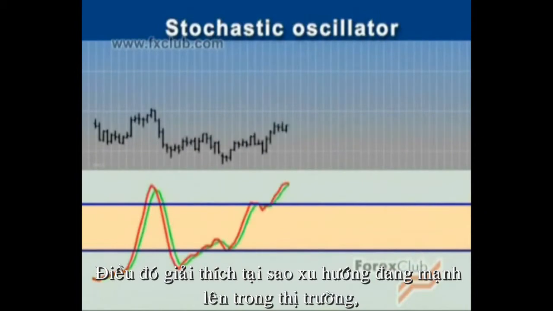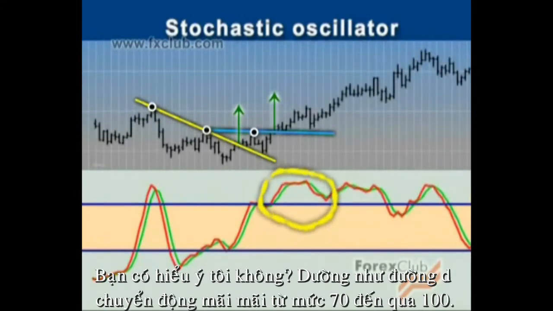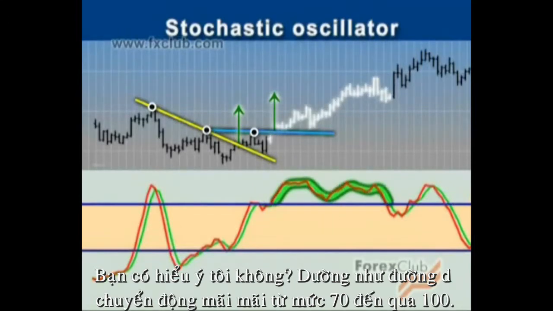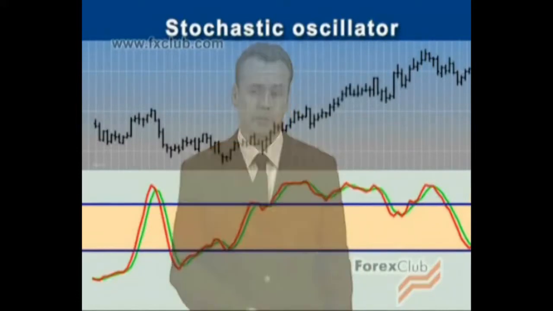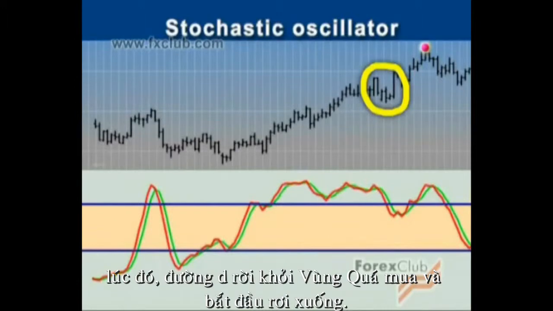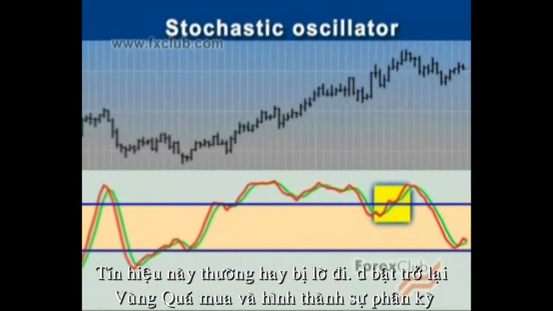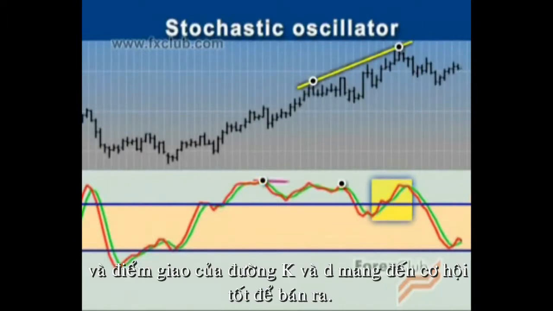Which is why with a strong uptrend on the market, the stochastic entry into the overbought zone looks very special. Do you see what I mean? It seems that line D is endlessly moving from 70 towards 100. But that can't happen. The market needs to have a breathing space and consolidate before reaching its top. And at that moment line D leaves the upper zone and starts falling. This signal is usually ignored. D returns to the overbought zone and can form a divergence, and the crossover of K and D provides an excellent shorting opportunity.